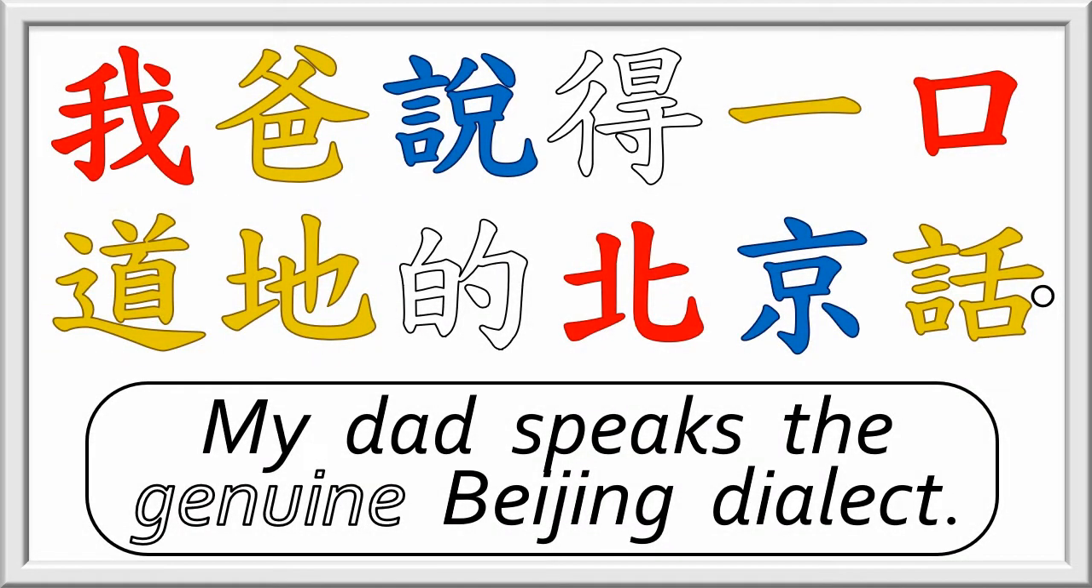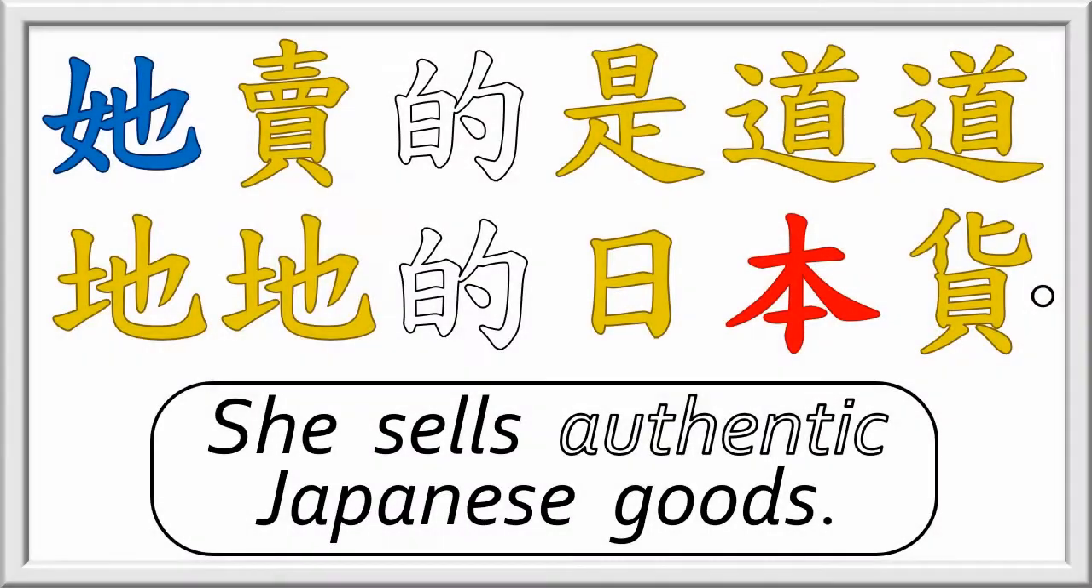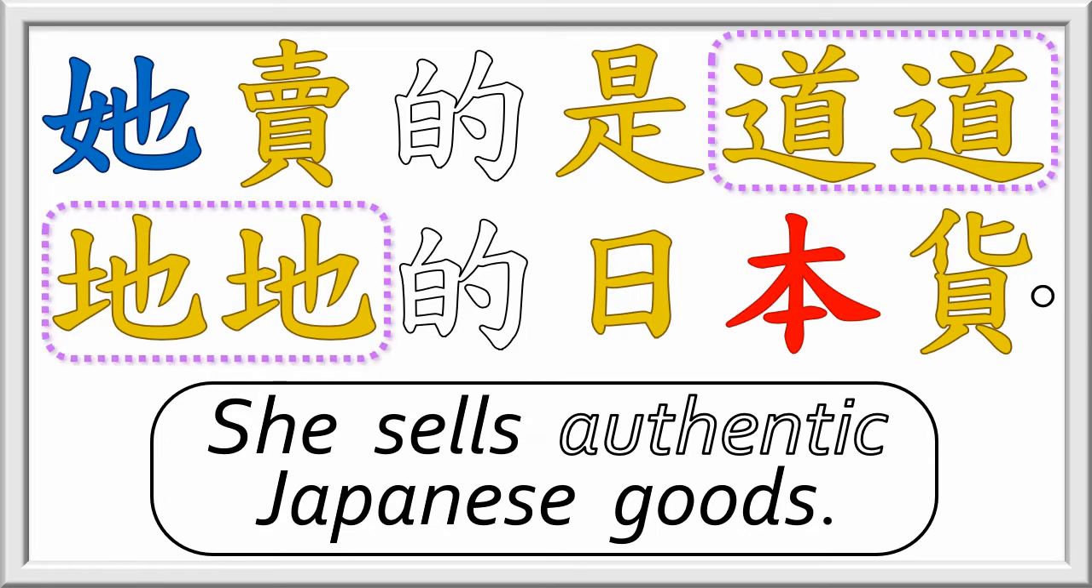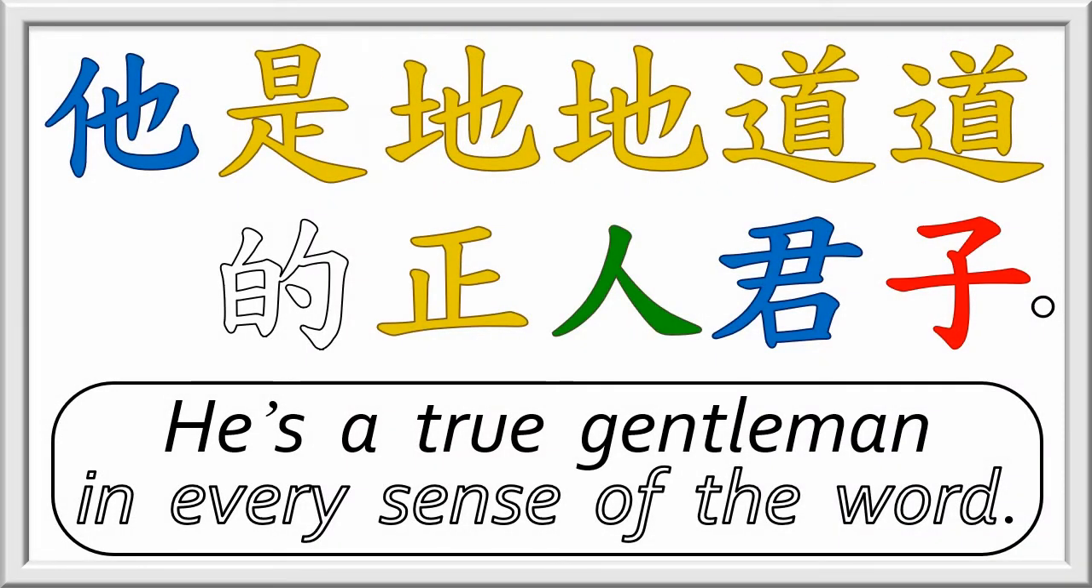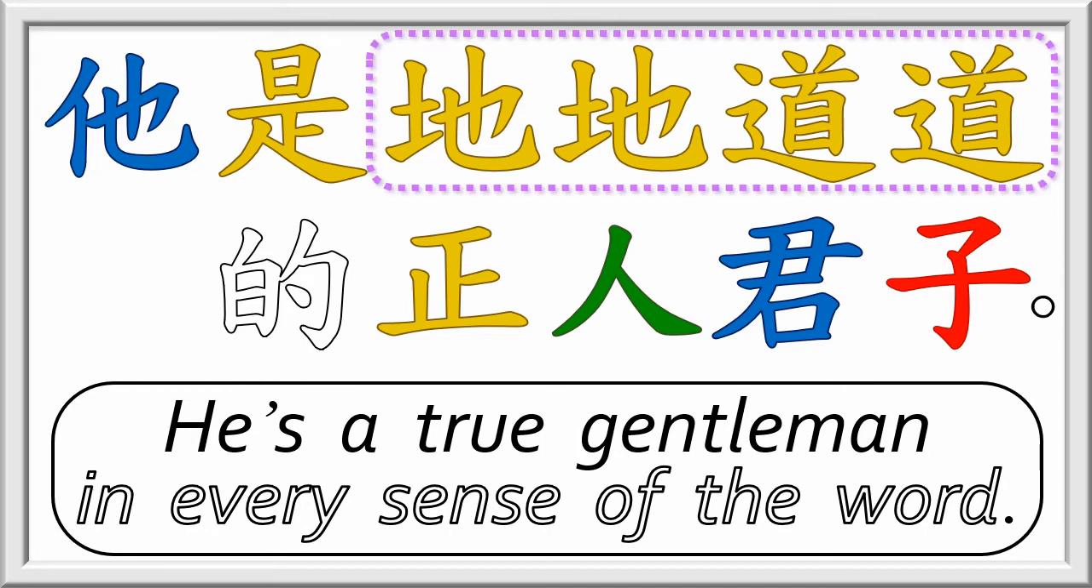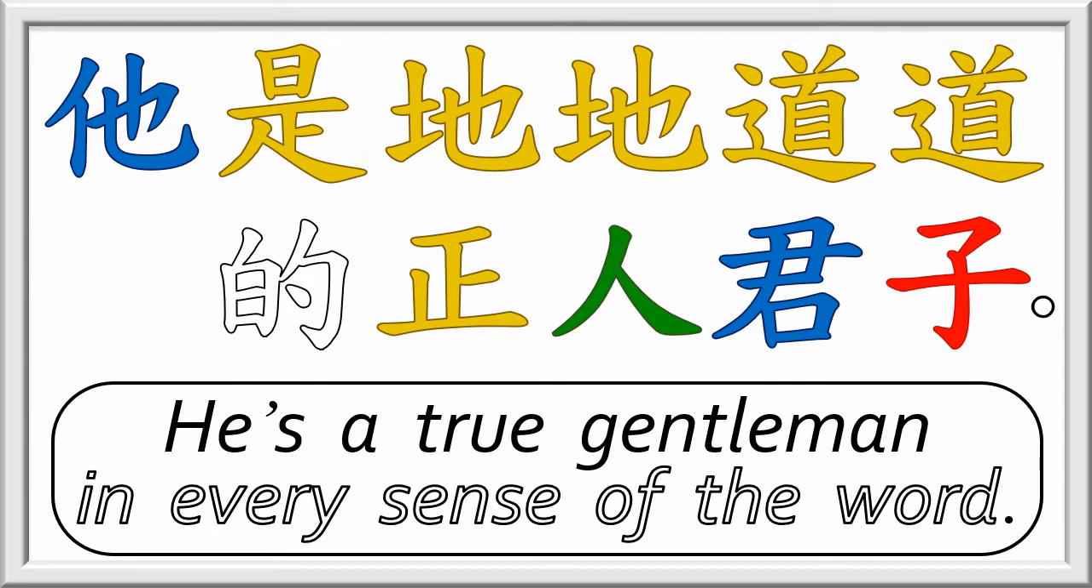This expression can be reversed, becoming 道地. 我爸说的一口道地的北京话. My dad speaks the genuine Beijing dialect. Not surprisingly, both 地道 and 道地 can be doubled for emphasis. 他卖的是道道地地的日本货. She sells authentic Japanese goods, no cheap knockoffs. 他是地地道道的正人君子. He's a true gentleman, in every sense of the word.